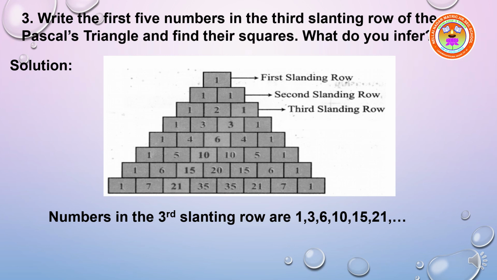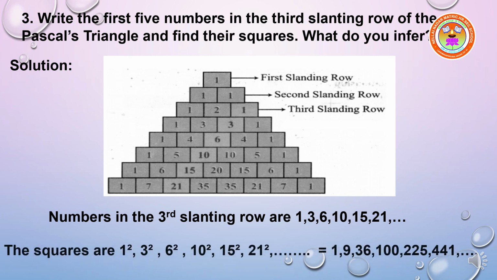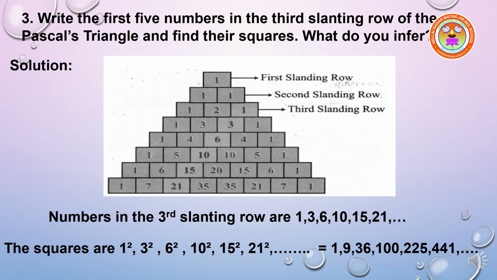Yes, the numbers 1, 3, 6, 10, 15, 21 are the numbers in the third slanting row. The squares are 1 square, 3 square, 6 square, 10 square, 15 square, 21 square, etc. That is equal to 1, 9, 36, 100, 225, 441, etc.